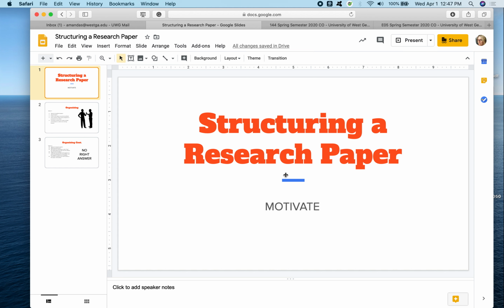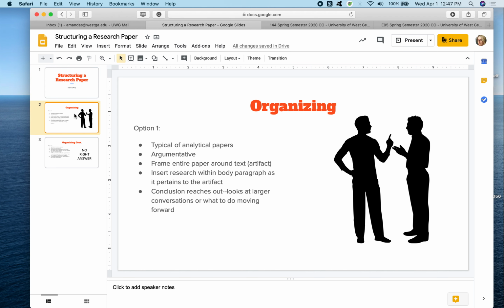So really there are two options when it comes to structuring a research paper. There's the typical option, which is one that you're probably more familiar with. It's argumentative. It's more typical of the smaller essays that you may have written in high school or in 1101. The point of an argumentative essay is to establish your point of view and then essentially try to convince your audience that your perspective is the right one.